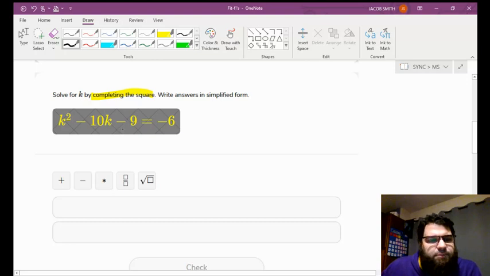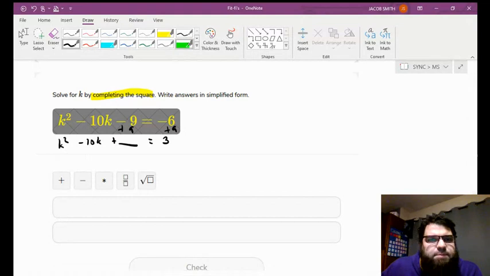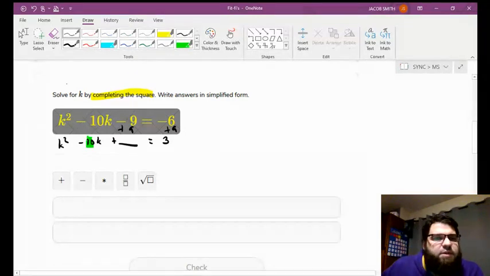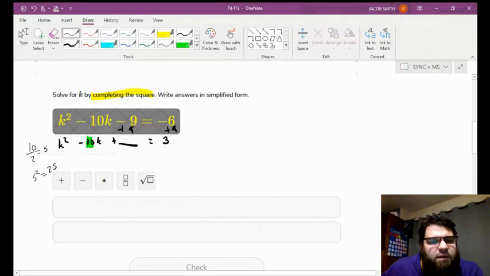The first step with these is to move whatever c value we already have to the other side. And that gives us k squared minus 10k plus something equals negative 6 plus 9, which would be 3, right? And then we take this b value over to the side, and we say 10 divided by 2 is 5, and then 5 squared is 25, and that is what we put here. So we're going to do k squared minus 10k, and then we're going to add 25.